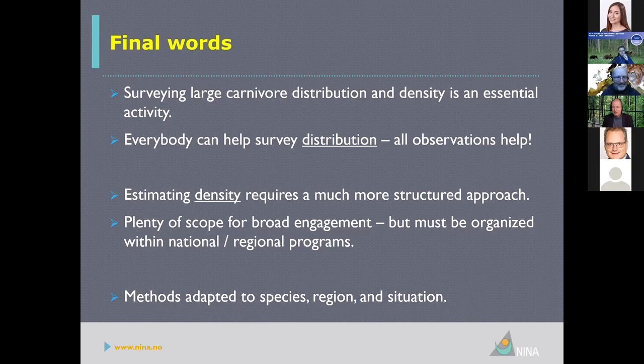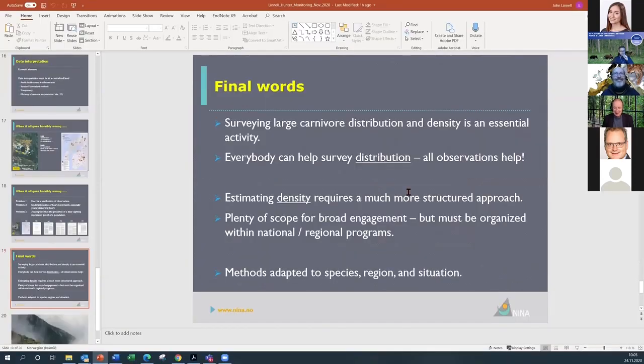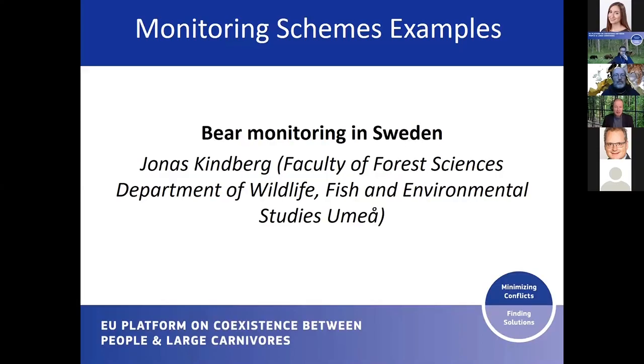Thank you very much, John. You warned us that you could talk for hours, but thank you very much. I think we have had a very clear overview of what the strengths and weaknesses can be, but also of what best practices could be when we involve stakeholders. And as you said, we are now having three examples of monitoring schemes in different countries: Sweden, Germany, and Switzerland.